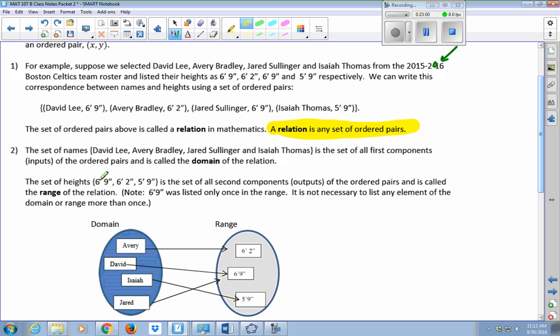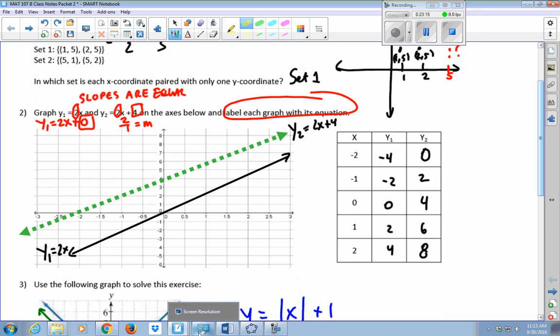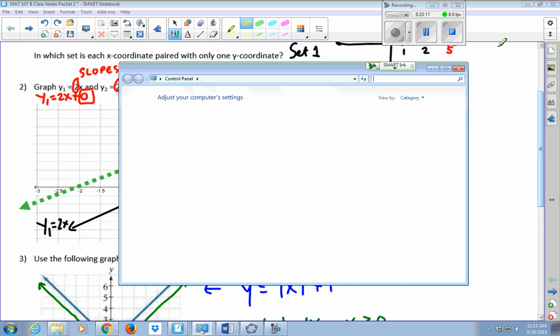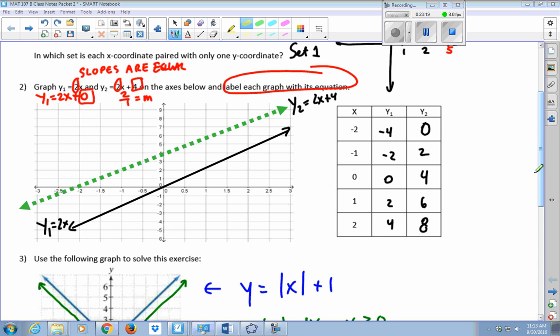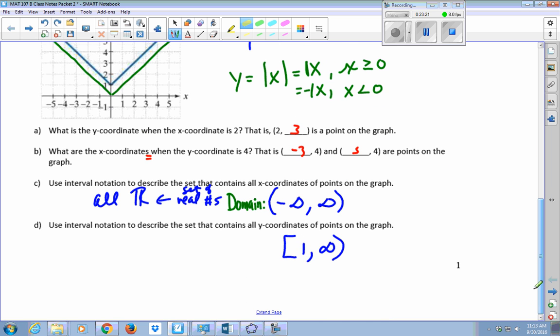The set of heights, 6 feet 9 inches, 6 feet 2 inches, and 5 feet 9 inches, is the set of second components, or what we're going to call outputs of the ordered pairs, and it's called the range of the relation. Okay, so that means that back here in question 3, this set of Y coordinates is what we would call the range for this graph. So this is called the range.